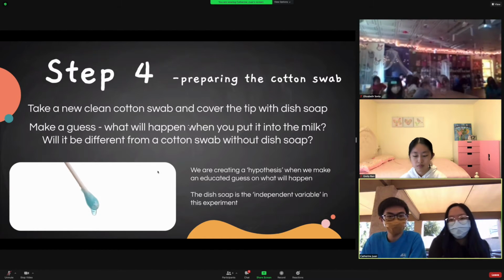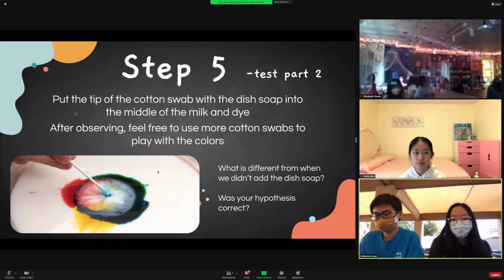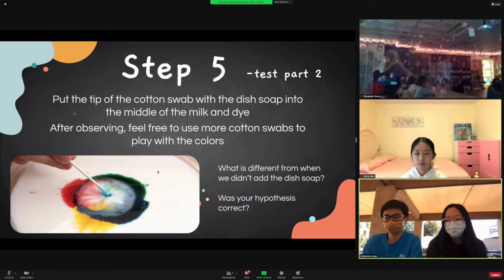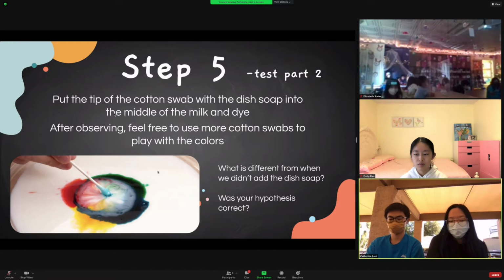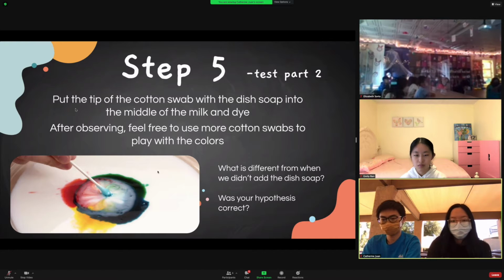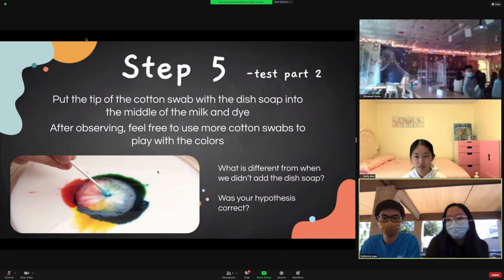Test your prediction. So for step 5, we're going to actually test it out. Put the tip of the cotton swab with the dish soap into the middle of the milk and the dye, and you're just supposed to put it there. Don't move it around, and you can see what happens with it. You can see if it swirls or if it mixes or if it just stays the same. Christian. It mixed. That's your observation? Yes. All right, so were our observations that the colors mixed?